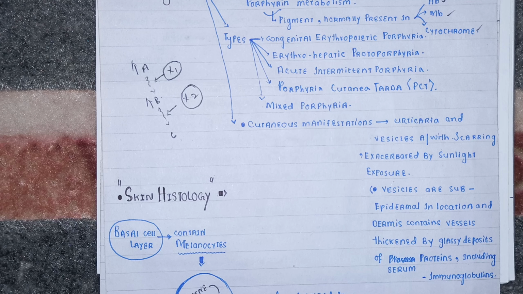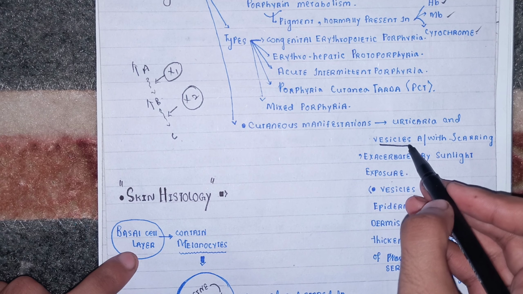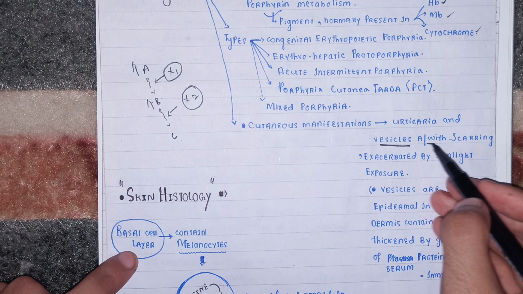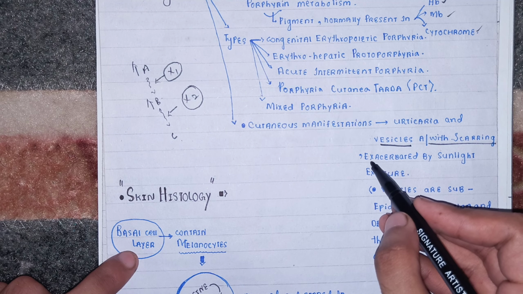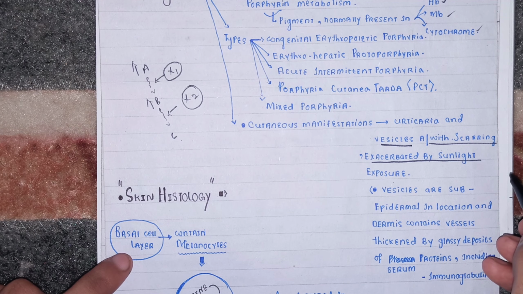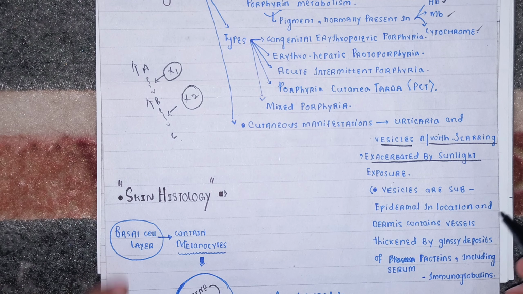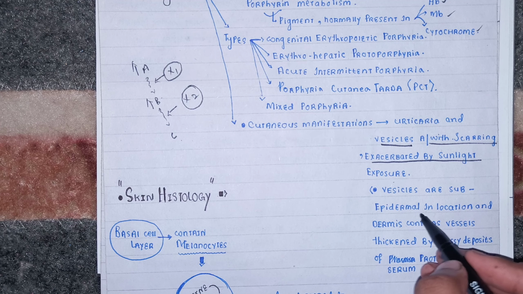Some blisters appear. What kind of blisters? Especially vesicles appear on the skin which are associated with scarring, and these lesions on the skin which are vesicles, they are further exacerbated by sunlight. Okay, sunlight exposure. By the way, these vesicles are subepidermal in location.